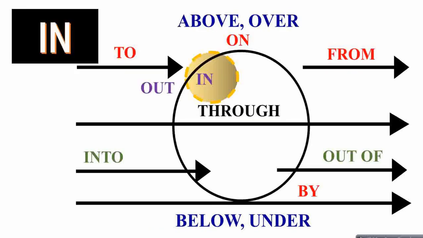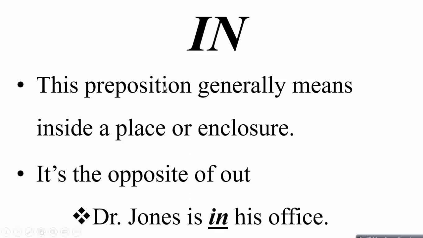Another preposition which is in, as it is labeled here, it's the opposite of out. So let's dive into its uses. This preposition generally means inside a place or an enclosure. As we have seen in the picture, it was an enclosed object. So it is about inside a place or in an enclosure. It's the opposite of out, as we have seen in the picture too. Dr. Jones is in his office. So someone is in this closed office, or in the enclosure.